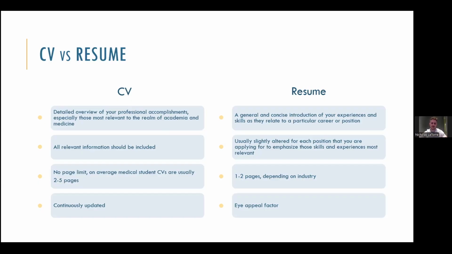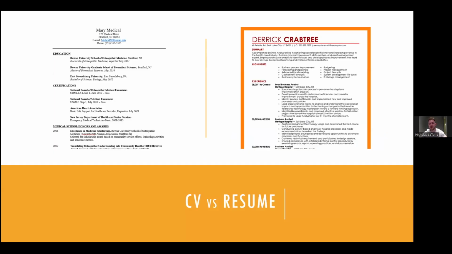Resumes are continuously updated and much more concise, usually 1 page, or maybe 1 page per college degree. Once you're advancing in your education, you increase it. It's much more about design and appeal factor. This is a visual breakdown of the differences, just catching your eye.